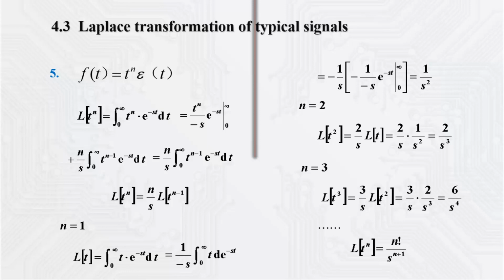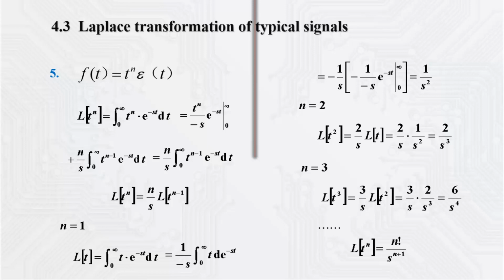times the Laplace transformation of t to the power of n minus 1. That is, the Laplace transformation of t to the power of n can be obtained from the Laplace transformation of t to the power of n minus 1. So we can first solve the Laplace transformation of t. It's easy to get that it is 1 over s to the power of 2.